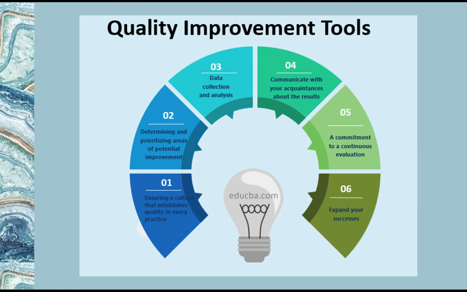The third is you want to work on data collection and analysis. And then 4 is to communicate with your colleagues about the results, right? We have to disseminate that, and then you can get their feedback based on the results. And then the 5th is a commitment to a continuous evaluation. So as we implement changes, is it continuing, or are the staff sliding back into their old habits and using workarounds again, things like that. And the 6th is to expand your successes.